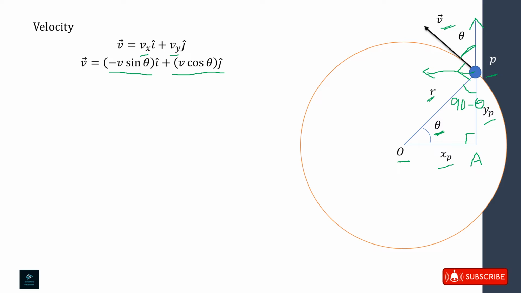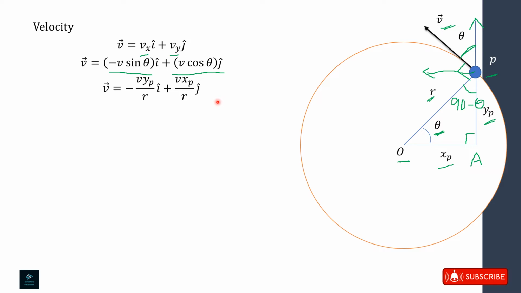Now we can see that sin theta is yp by r, and cos theta is xp by r. Therefore, we can write the velocity vector as minus v yp by r i plus v xp by r j.